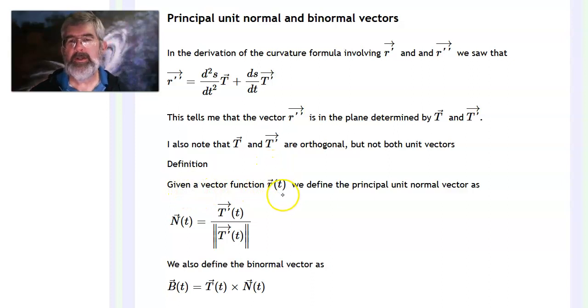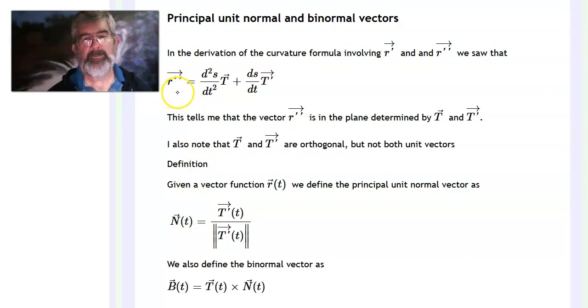Given a vector function r of t, we define the principal unit normal vector as N of t, which is T prime divided by the length of T prime. So whatever T prime is there, just scale it by 1 over its length, and it will now be a unit vector. So now I have T, which is the unit tangent vector, so it's in the direction of motion, and N, which is perpendicular to the direction of motion, but it's also in the plane of the tangent vector and the acceleration vector.